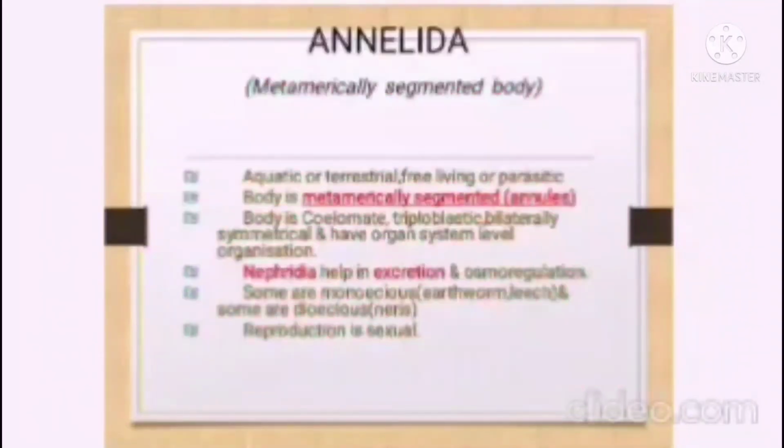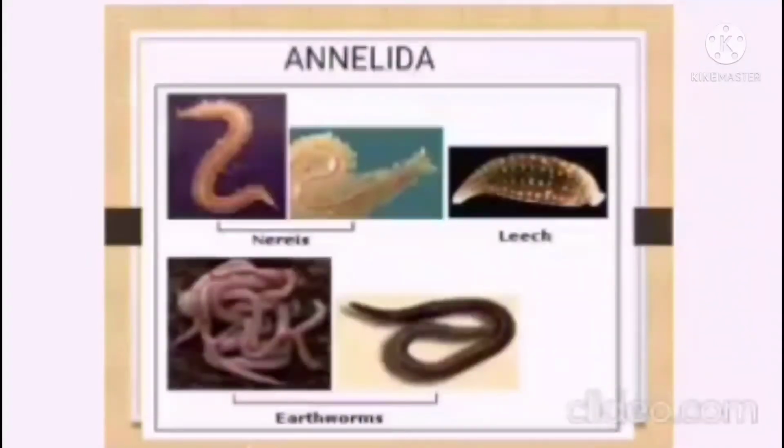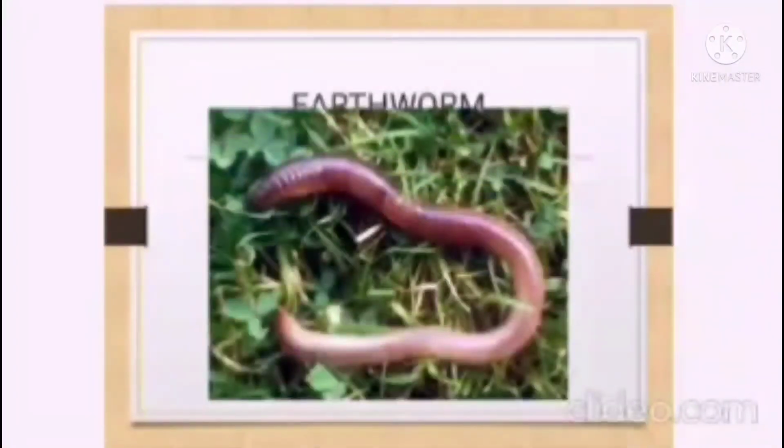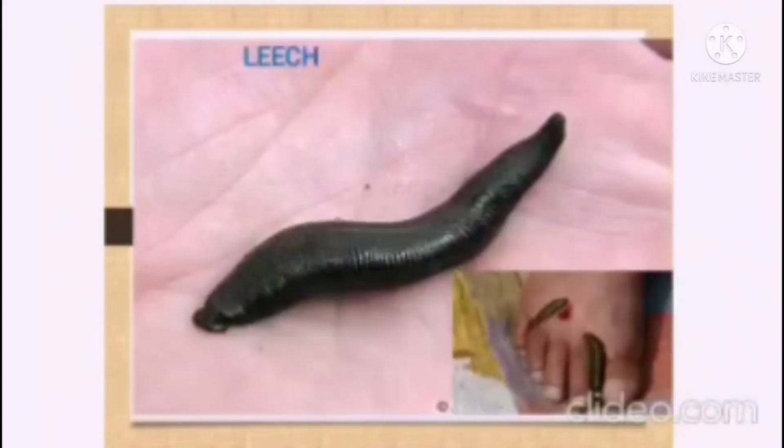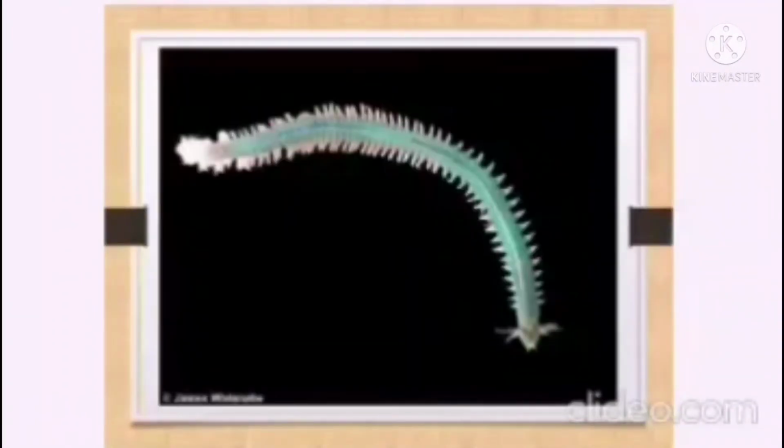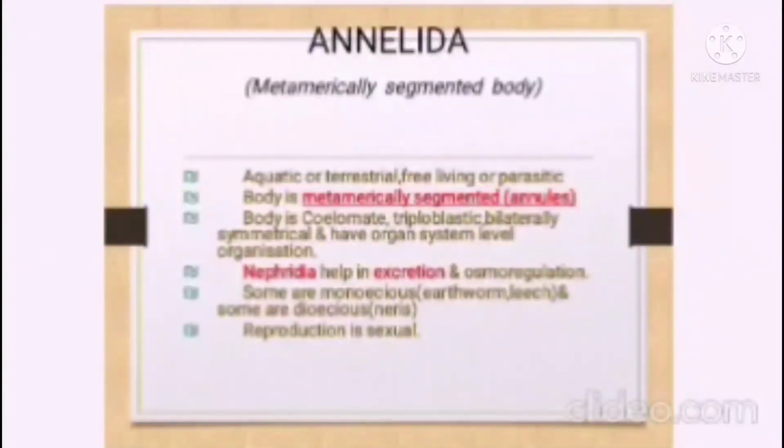Now moving on to next phylum, Annelida. Example for Annelida is given here. You can find Nereis is one, leech, you know, earthworm are all coming under what? Annelida. Okay. So this is earthworm, this is leech with bloodsuckers, isn't it? This is Nereis, are all annelidans, right? Now Annelida characteristics. Aquatic, okay, they live on land also, terrestrial, mostly free living, some are like parasites.